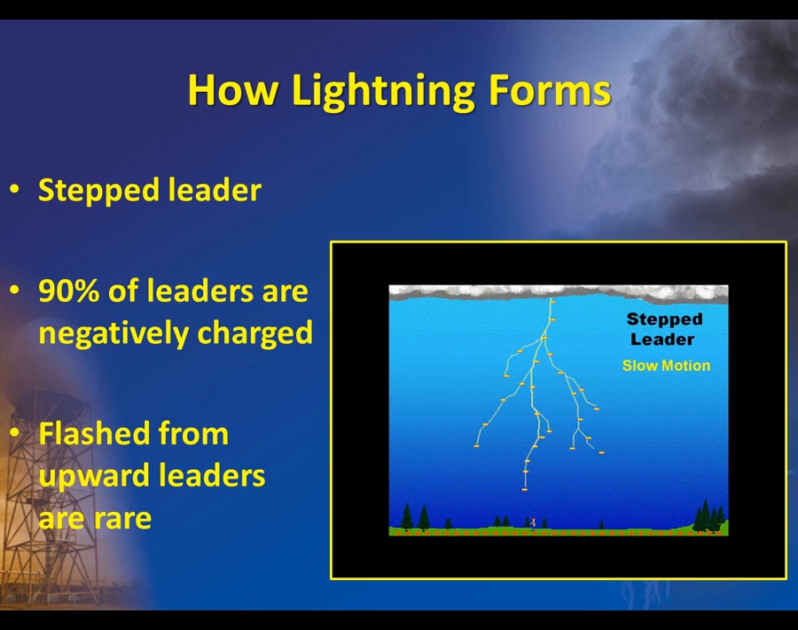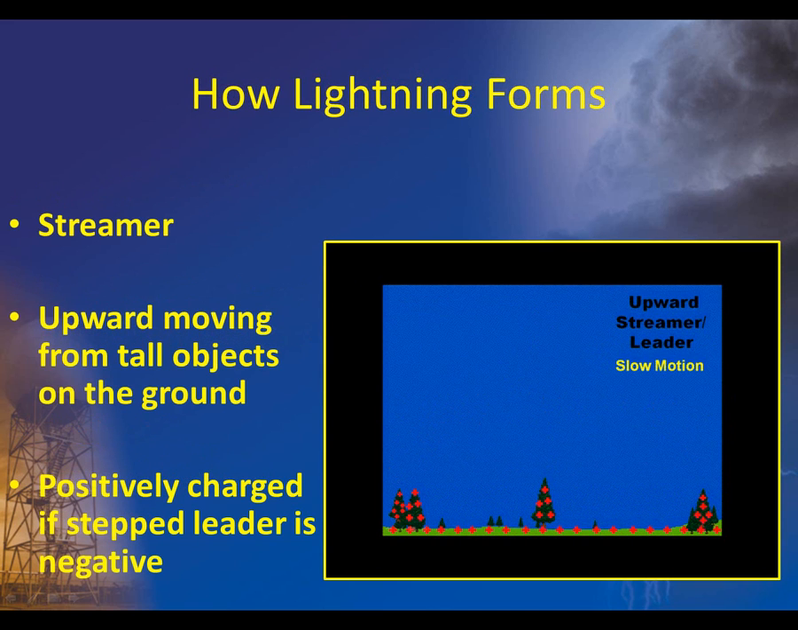Leaders can be negatively charged or positively charged. An estimated 90% of the cloud-to-ground lightning flashes originate from negatively charged leaders that develop downward from the cloud, while about 10% originate from positively charged leaders that develop downward from the cloud. Lightning flashes originating from upward developing leaders are relatively rare. During the development of the stepped leader, the positive charge on the ground increases. As the branches of the stepped leader approach the ground, the electrical forces between the leader tips and the tops of tall objects on the ground also continue to increase.